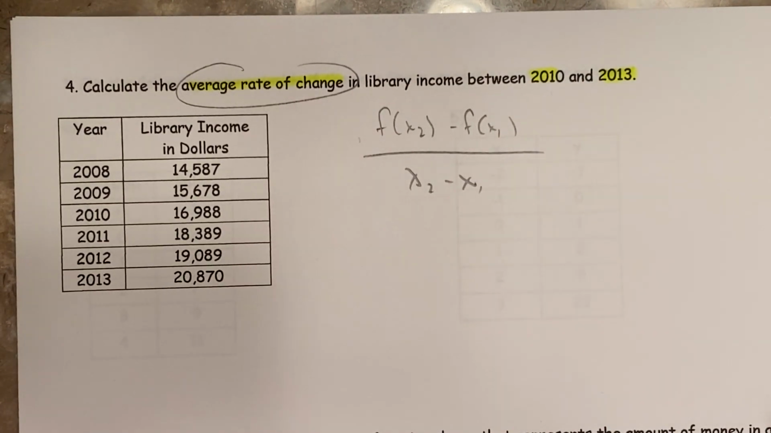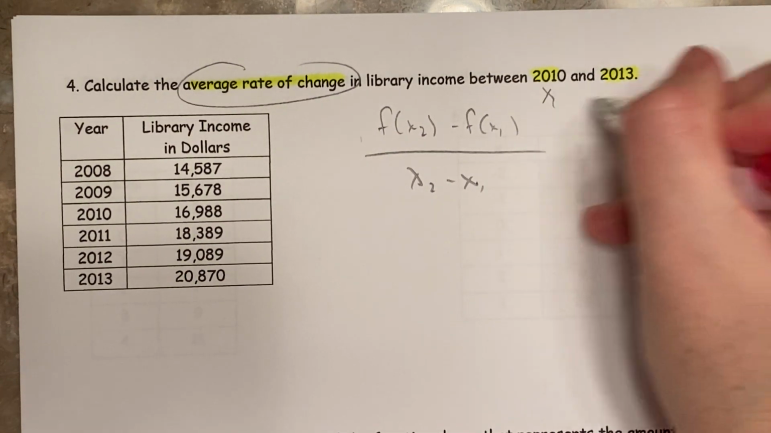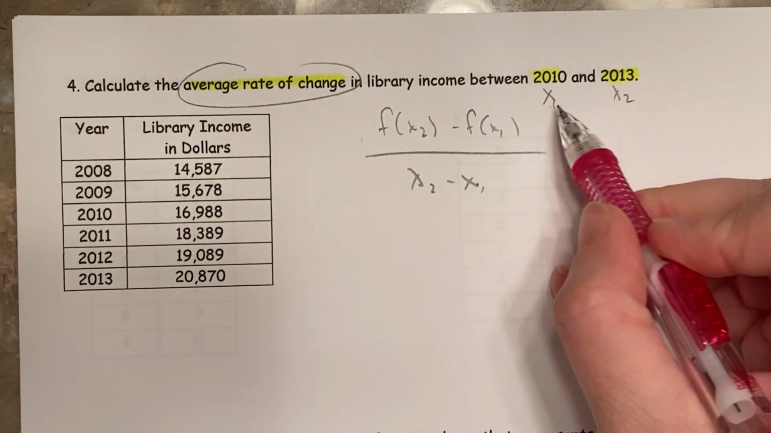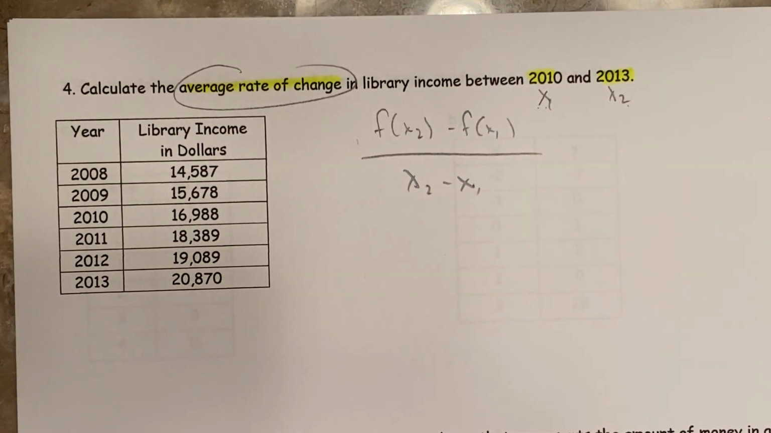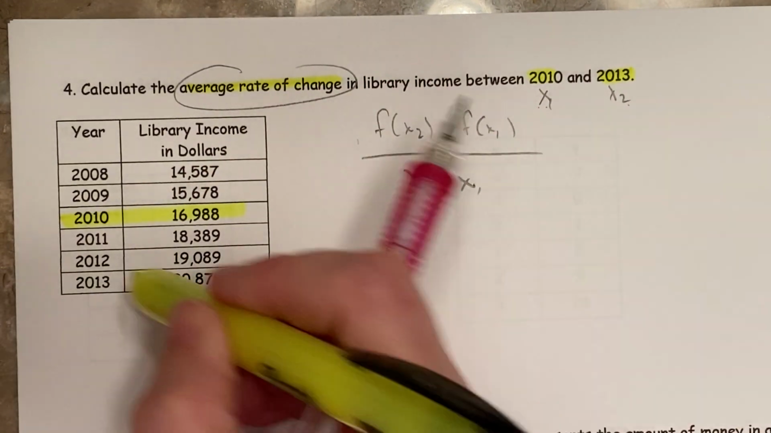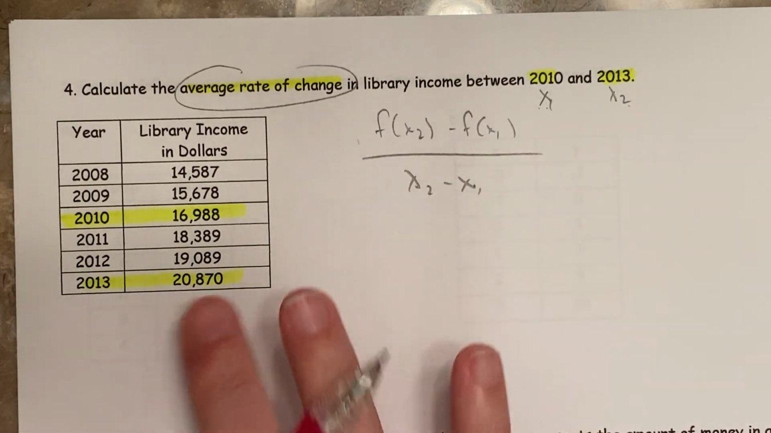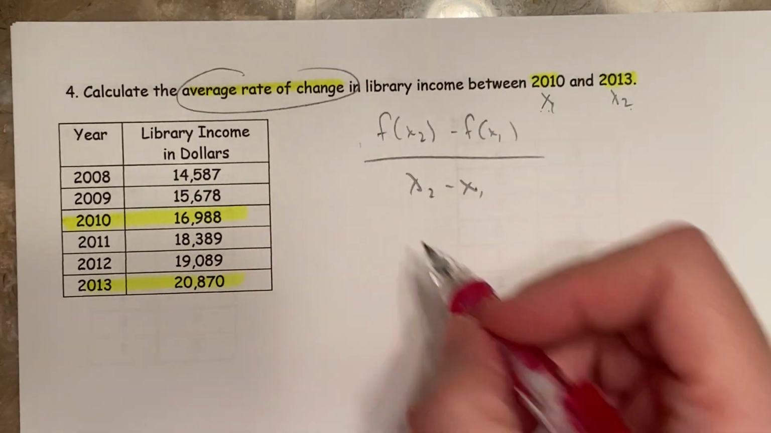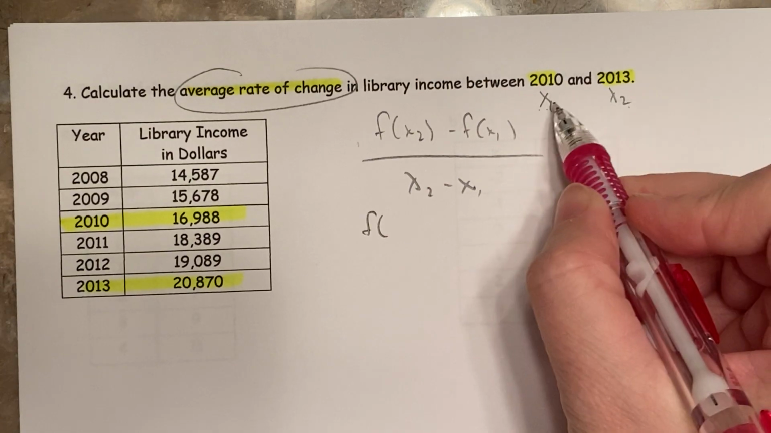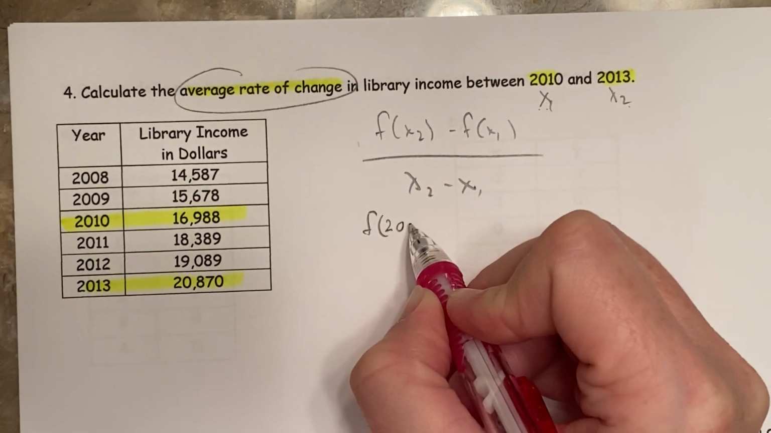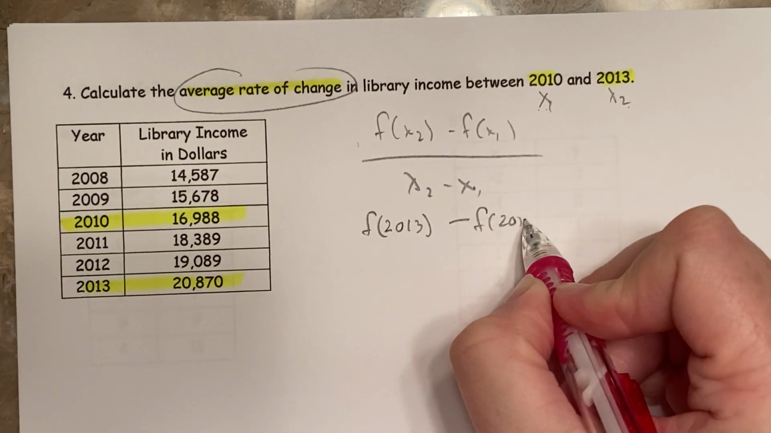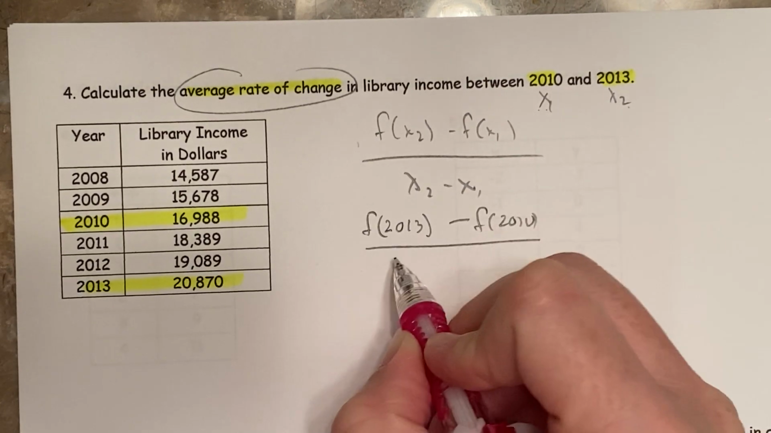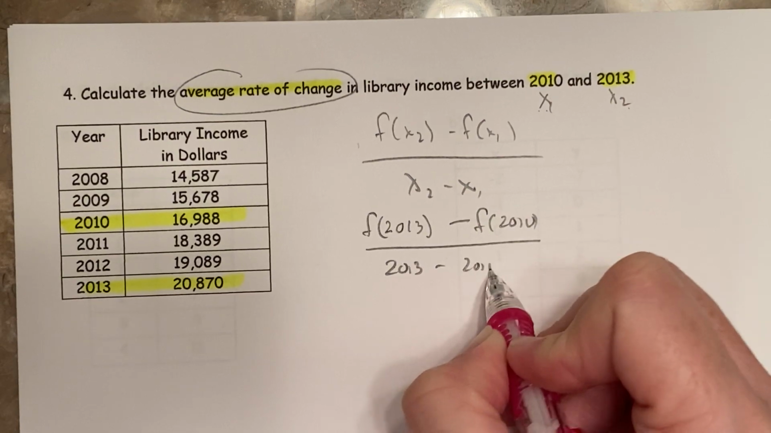The Regents does not want to see the y2 minus y1. Those are important because those are your constraints from this number to this number. So 2010 is right here, and 2013 is right here. So I have my table. I don't have to go searching for it. So x2 was 2013. So f of 2013 minus f of 2010 over 2013 minus 2010.